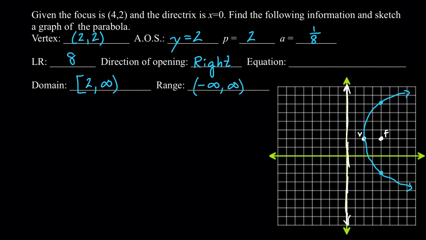The equation, therefore, is going to be x equals, because we open to the right, a value, which is +1/8, (y minus k), and your vertex is (h, k), so it's going to be (y minus 2) squared plus h, which is 2.